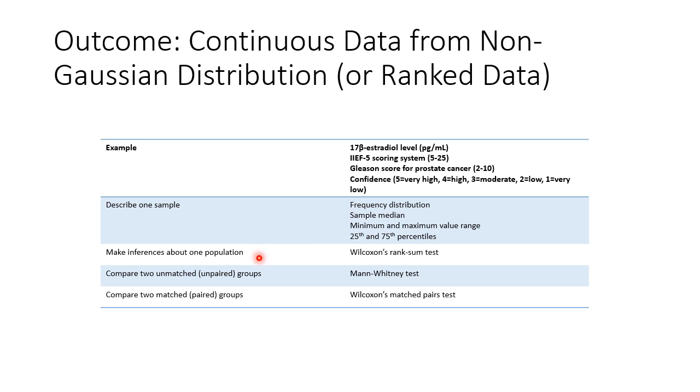So for instance, if I'm making an inference about one population, I can use the Wilcoxon rank sum. If I'm using two unmatched groups, I can use a Mann-Whitney test. Again, this is a big common one. You're going to use this very frequently.